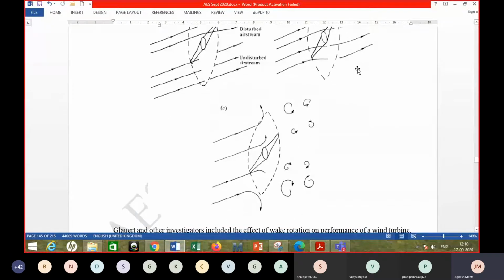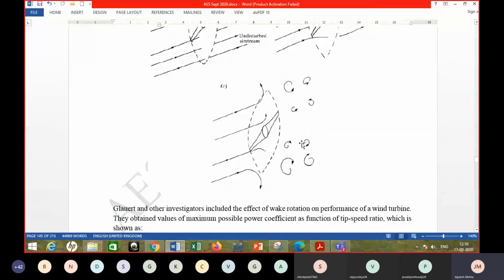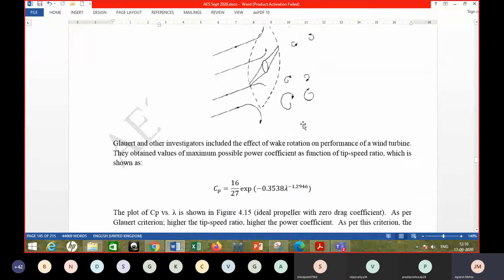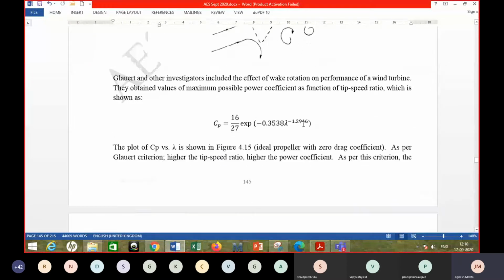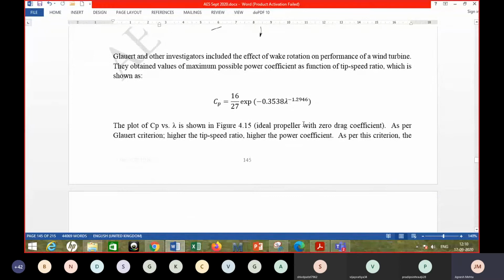And again, in a real situation, due to the end effects, on the downstream there is going to be wake generation, and there will be additional drag force which will be created. So to take into account such effects, other models have been presented. It is expressed in the form of an equation. So Gluert and others presented this equation.